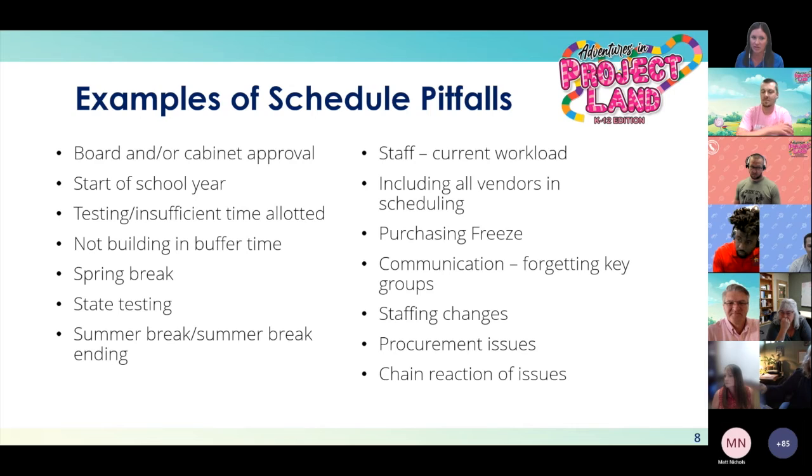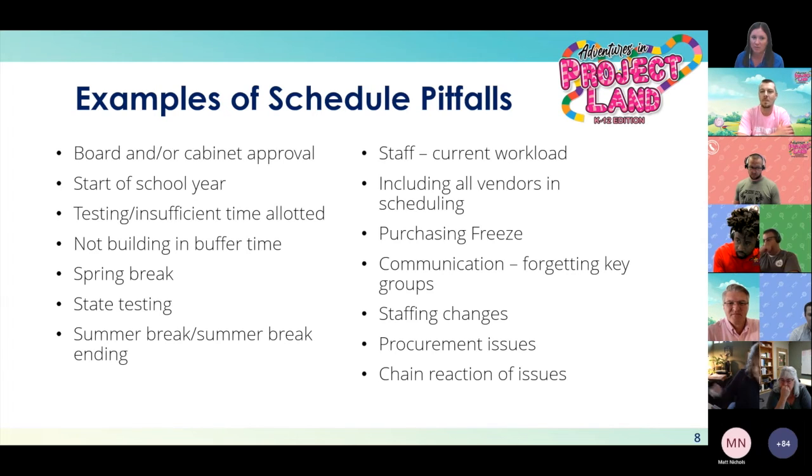I know when we were doing our device refresh last year, we had to start the whole project earlier than we normally would in previous years because of COVID and procurement issues. So you just need to know that one thing going wrong could cause a chain reaction to your schedule and looking ahead. So those are some examples of schedule pitfalls. Another one that's not on here is the current workload, which is one of the biggest pitfalls, just knowing that we need to plan the schedule and that all staff has other things on their plate.